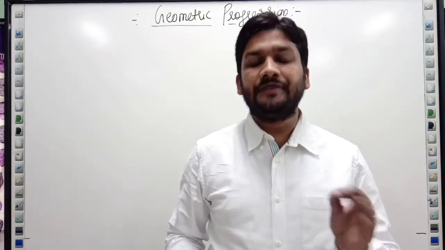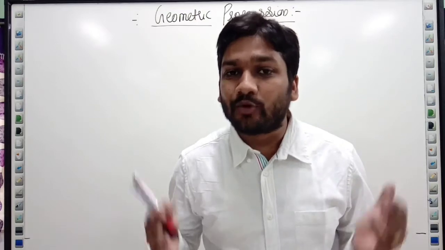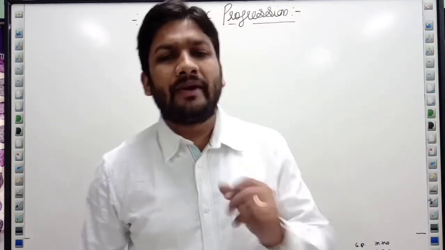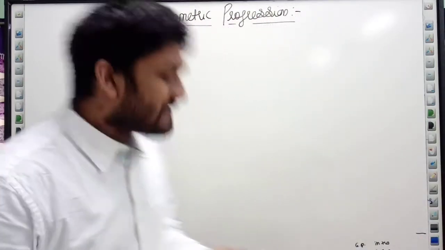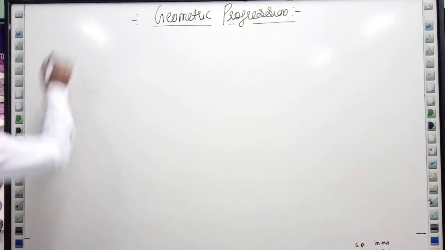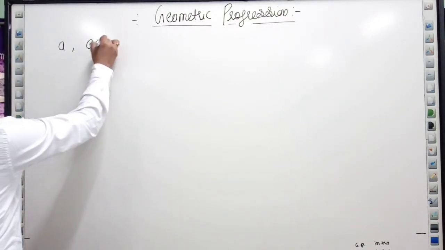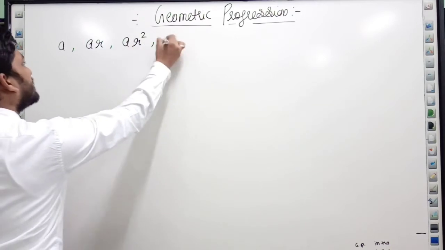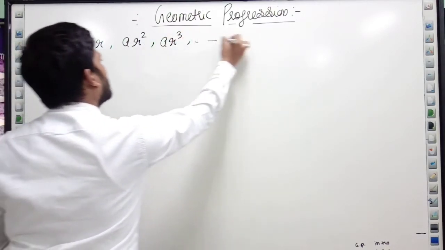In today's class we are going to discuss geometric progression. What do we mean by geometric progression? Let's observe a series. We have a series A, AR, AR square, AR cube, and so on.